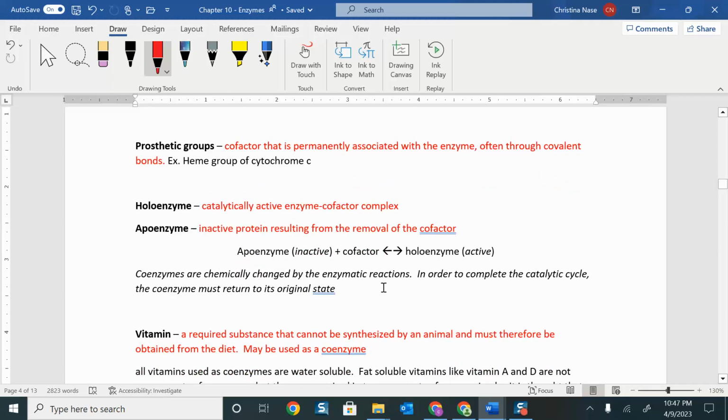Cofactors are chemically changed by the enzymatic reaction. So the coenzymes will be changed. The enzyme itself should not be changed, but the coenzymes will change. In order to complete the catalytic cycle, the coenzyme has to go back to its original state, so it has to revert back. So that one will be changed during the course of the reaction.